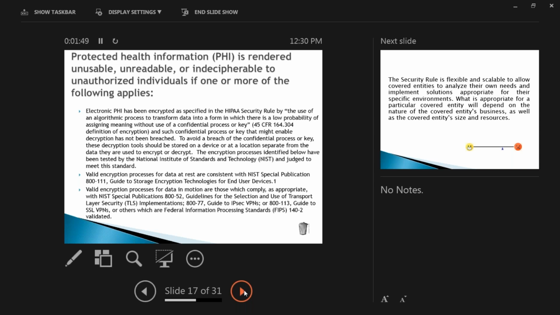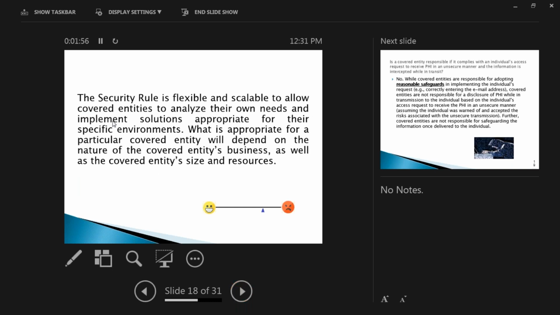And just to circle on that for a minute, it'll make more sense later, but the security rule is flexible and scalable to allow covered entities to analyze their own needs and implement solutions appropriate for their specific environments. This is a similar concept we talked about before. What is appropriate for a particular covered entity will depend on the nature of their business as well as their size and resources. So we keep coming back to this.